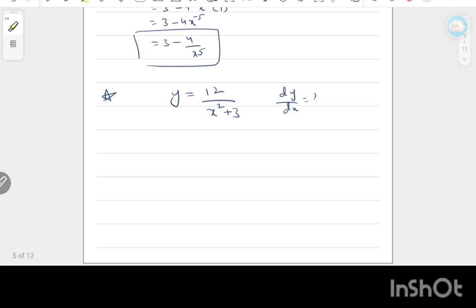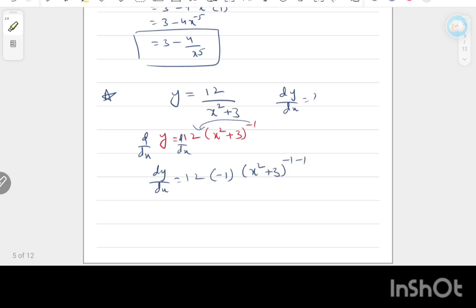Here y equals 12, and this power will come to the start, (x squared plus 3) to the power minus 1. Now take the derivative on both sides, d over dx. Now it will be dy by dx equals 12 times the derivative of this term. The power comes to the start, it will be minus 1, and we take 1 from the power.